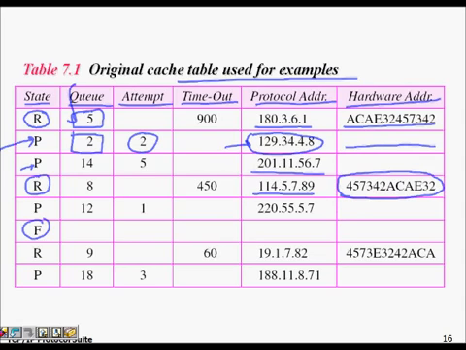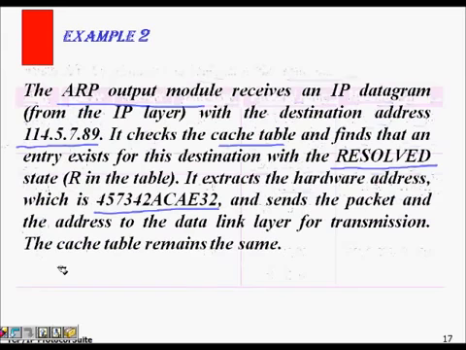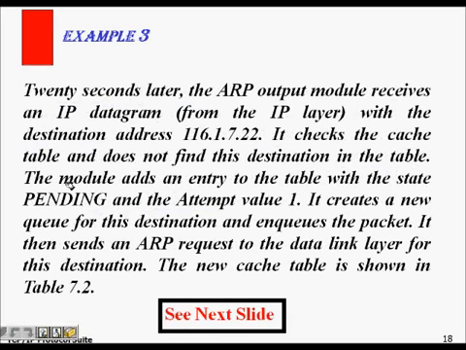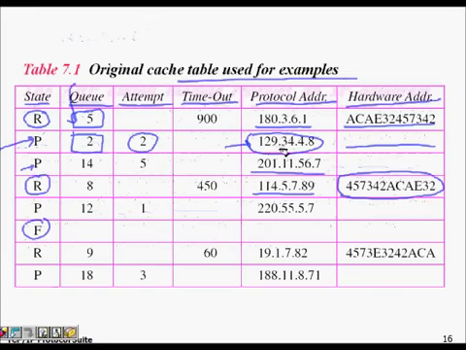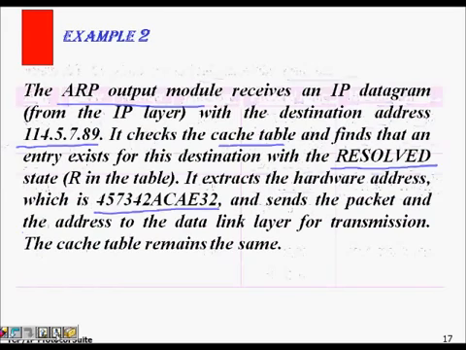So this is fine. Next it says 20 seconds later. Now our output module again receives an IP datagram from the IP layer with this destination address. So now we have to check, is this IP address present in the cache table? If it is, then it is fine, but if it is not, then what will I do? Let's check if it is there. 116.1.7.22. There is nothing like 116 here, so that is not there.